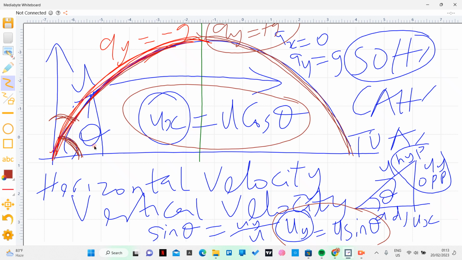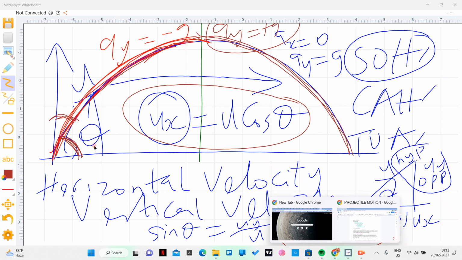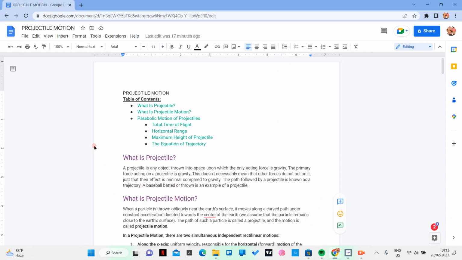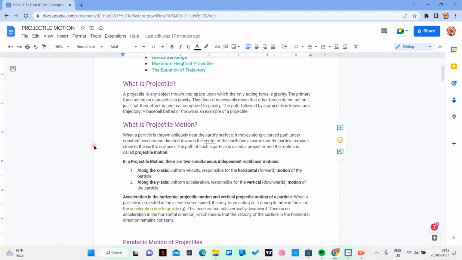So with that said, let's now go back to the outline. So you already understand what a projectile is. The projectile is basically just the object that follows a parabola pathway. Now, in projectile motion, when an object is thrown obliquely near the Earth's surface, it moves along a curved path. As I said before, that's the parabola pathway towards the center of the Earth.